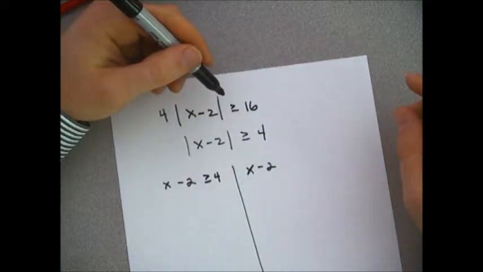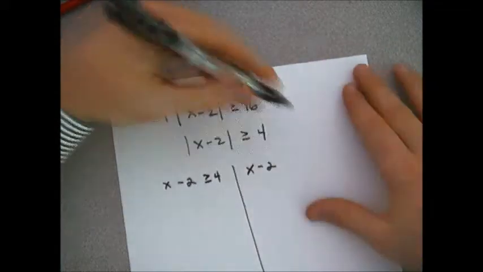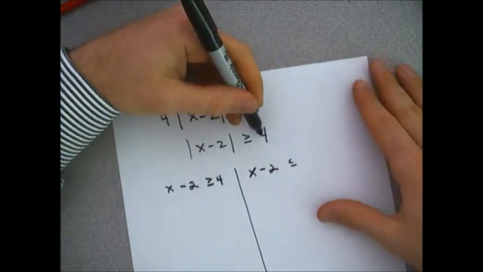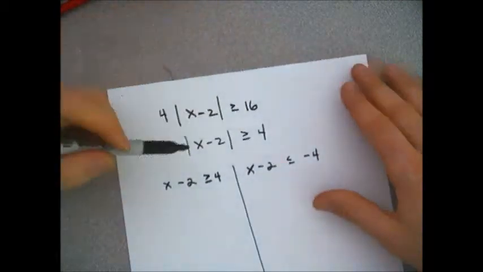Smaller or equal? What do I do with that symbol? You have to flip. I flip the symbol. And what do I do with this 4? Negative. Make it negative. Good. So what do I do now?